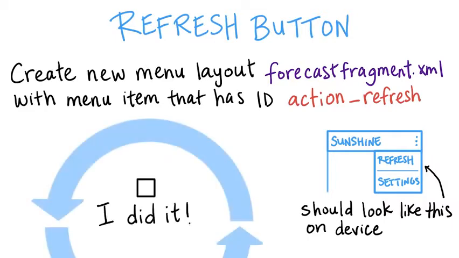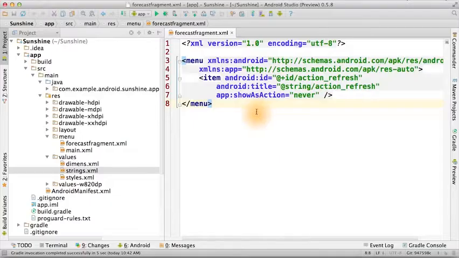When you're done, you can click on this box here. Here's the code for the refresh button in the forecast fragment menu XML file. We want it to appear in the overflow menu, so we set show as action as never. We also declare the string.